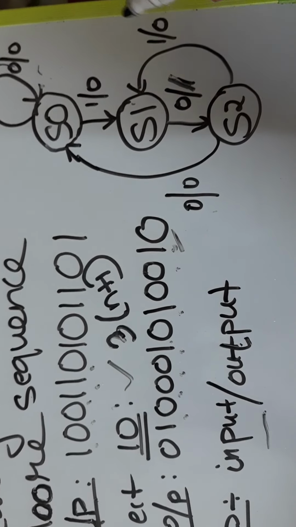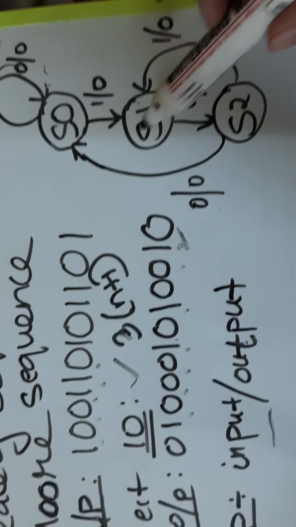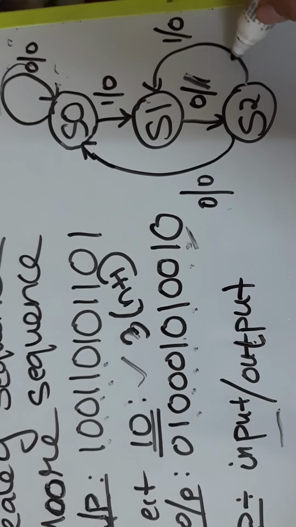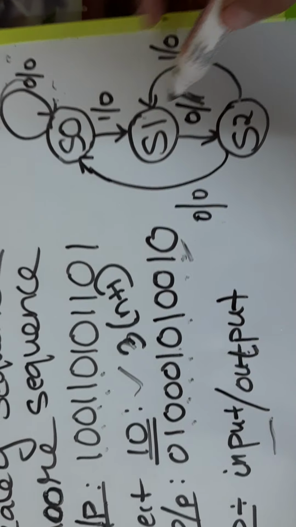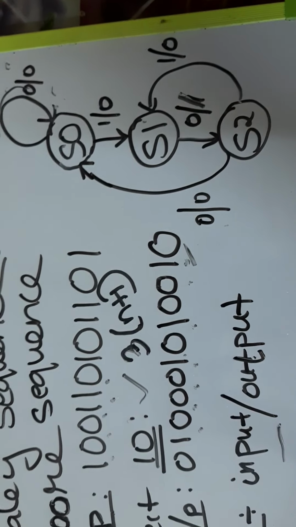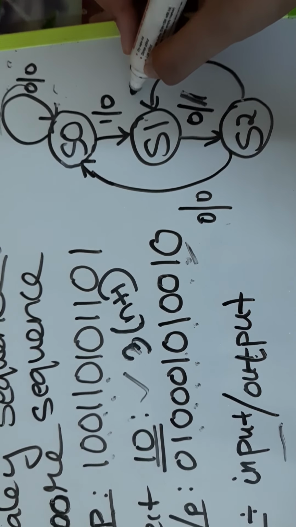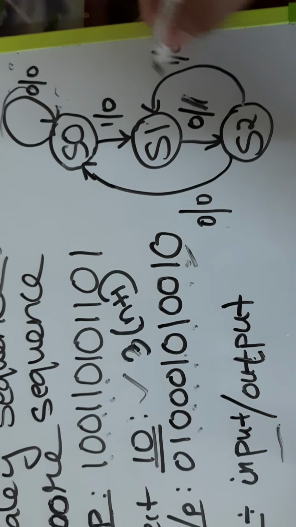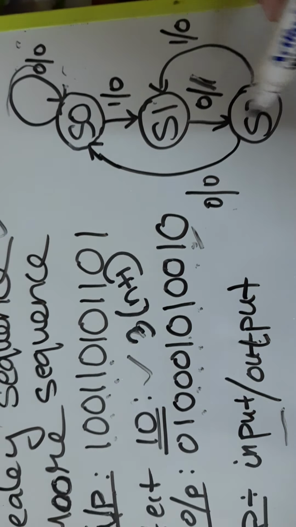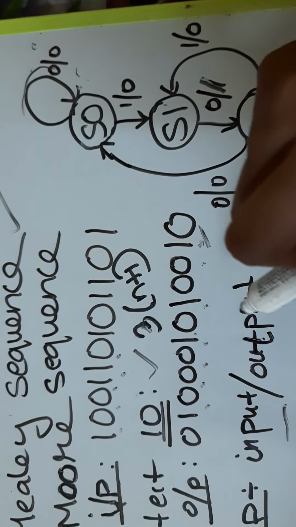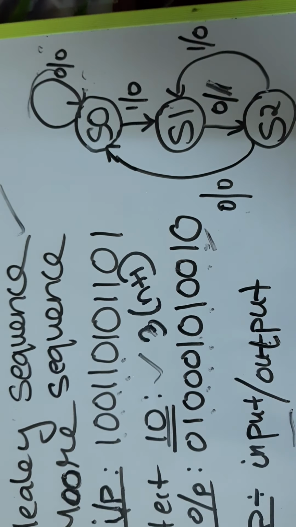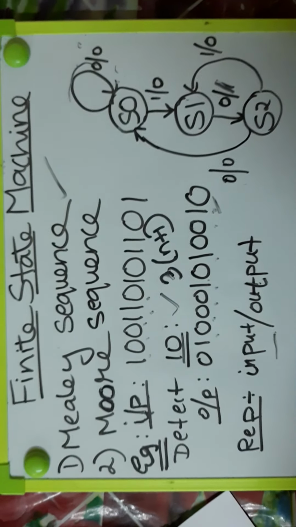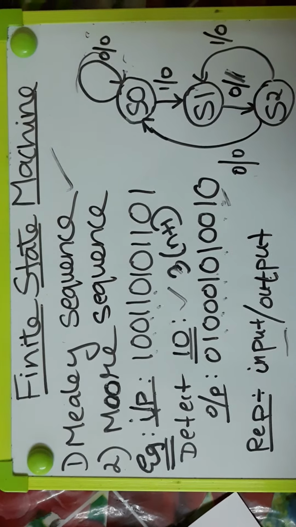Next, if it is again 1, suppose I have 1, 0, 1. So in that case, it will go back to the previous state, because as I said, my previous state is 1, and I will represent it as 1/0. So this process continues, and you will see that I have detected a sequence of 1, 0 here. I hope this much is clear. We'll take one more example to understand it better.